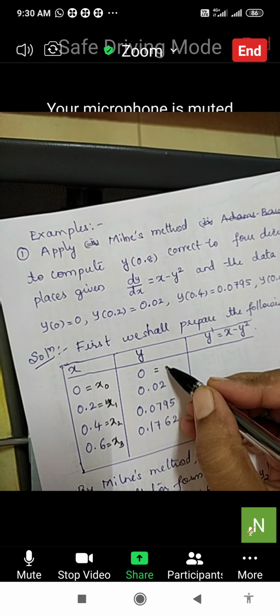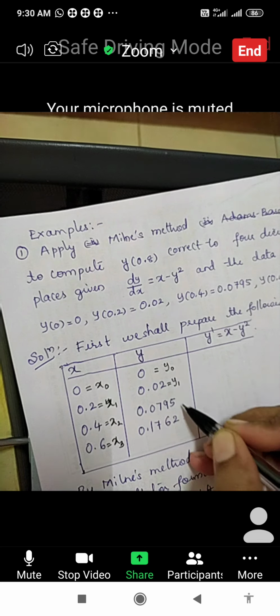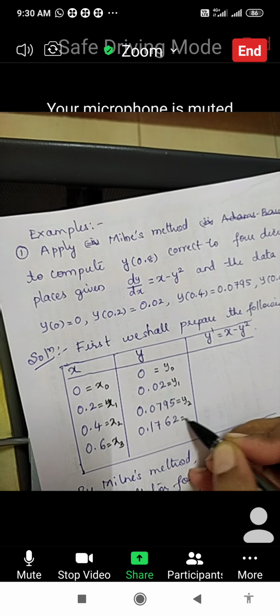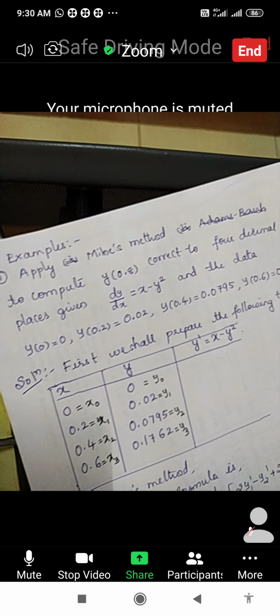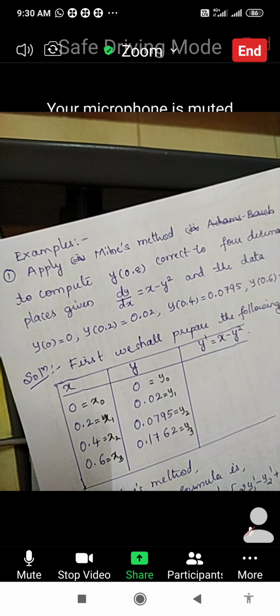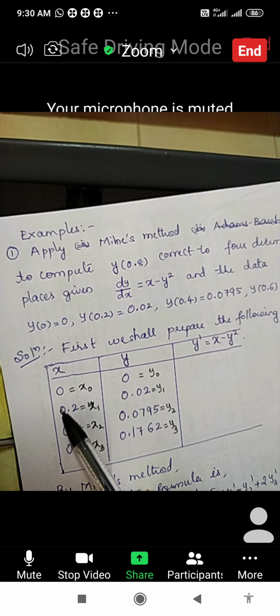This is what, which value? Y naught. Similarly, this is y1, this is y2, and this is y3. Got it? Now, here, x naught is 0, so x1 is 0.2. Is there any common difference here? What is the difference between these? 0.2. Here, 0.2. Here again, 0.2. So what should be the next value?